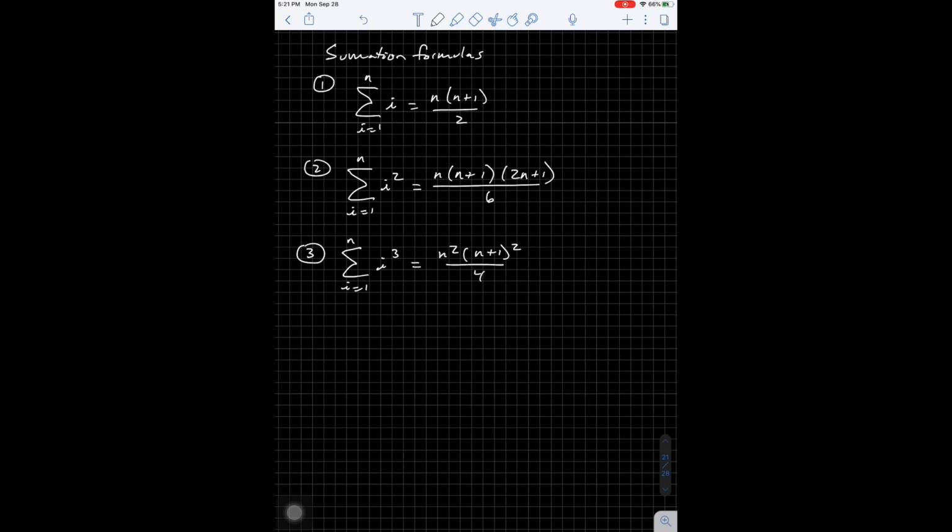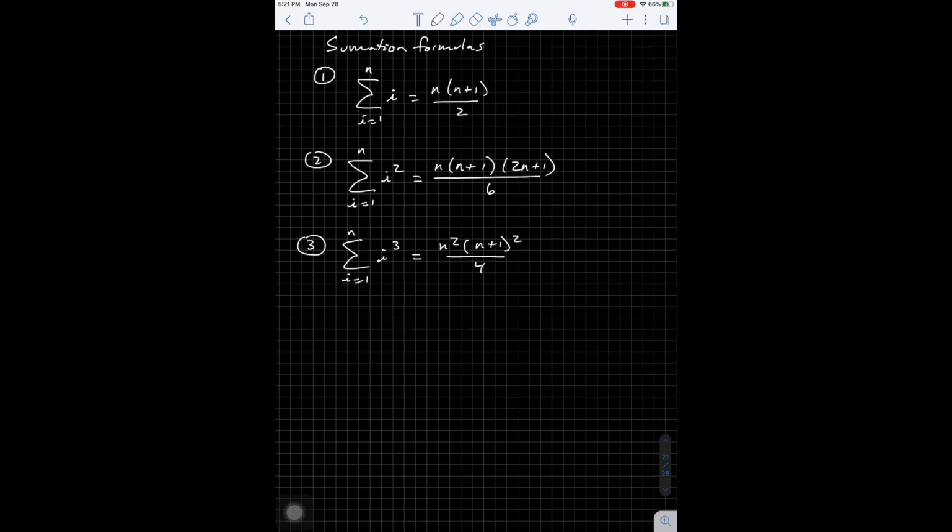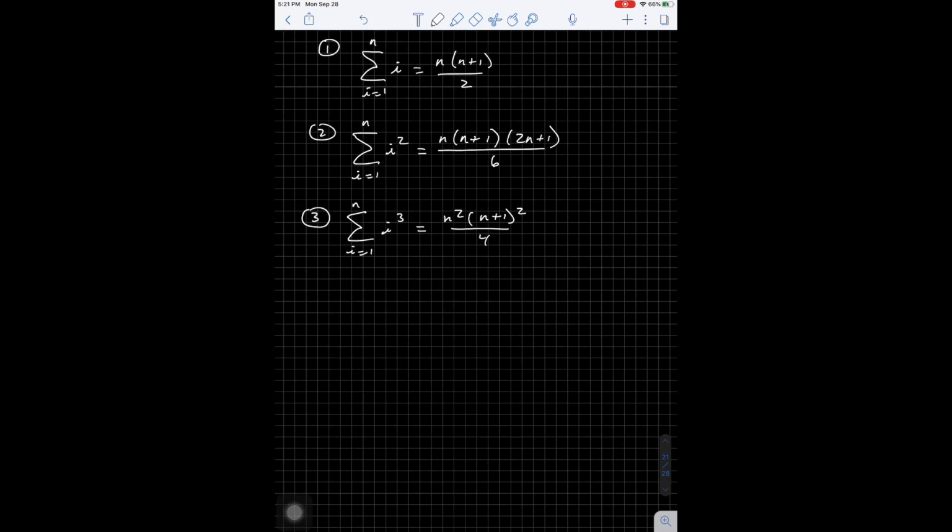Now, there's some proofs and discussion of these in the book. I will leave that to your reading if you're interested in where these come from. I'm going to show you the practical use of them. These actually will show up again in Calc 2, so they're worth a little time.